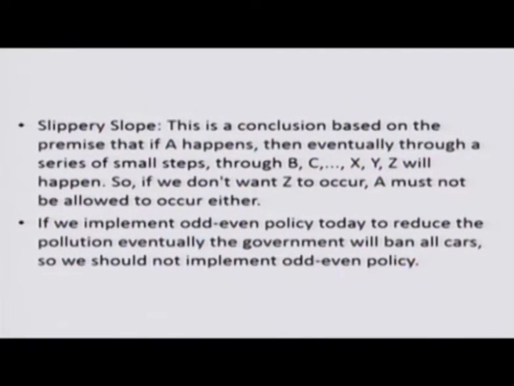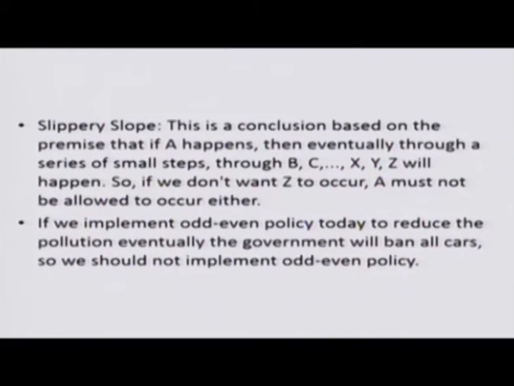Next one is called slippery slope. It means there is a premise that if A happens, then there will be a chain reaction, and eventually through a series of small steps, from A you move on to B, C, D, E, F until Z. So, if you do not want Z to happen, A itself should be prevented. Okay. Let us look at this example.